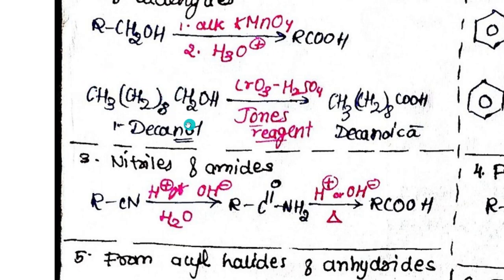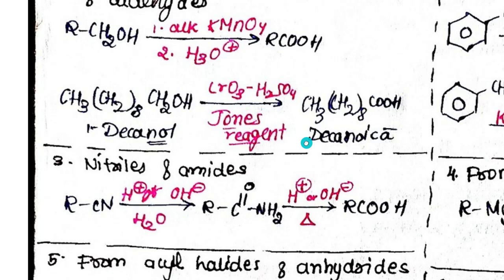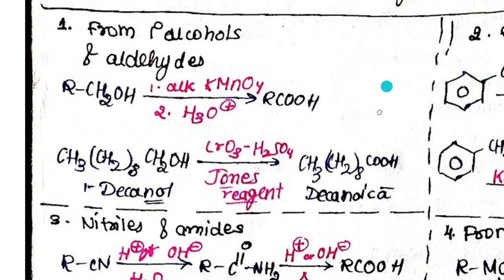This on reaction with CrO3 and H2SO4, which is called Jones reagent, super important reagent names, CrO3 and H2SO4. Jones reagent forms CH3, CH2 8 times, that remains the same, only CH2OH becomes COOH.